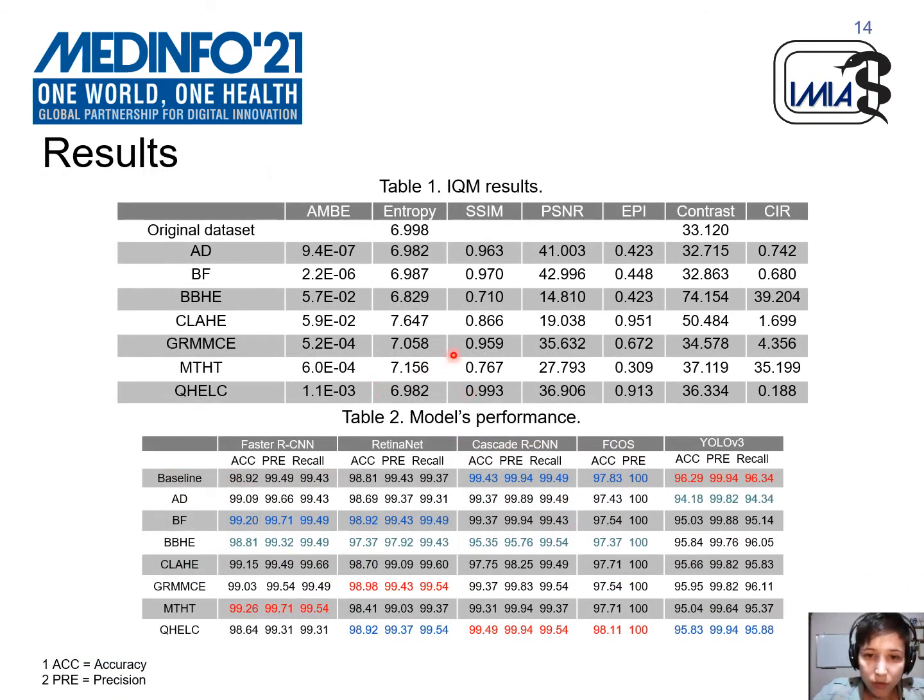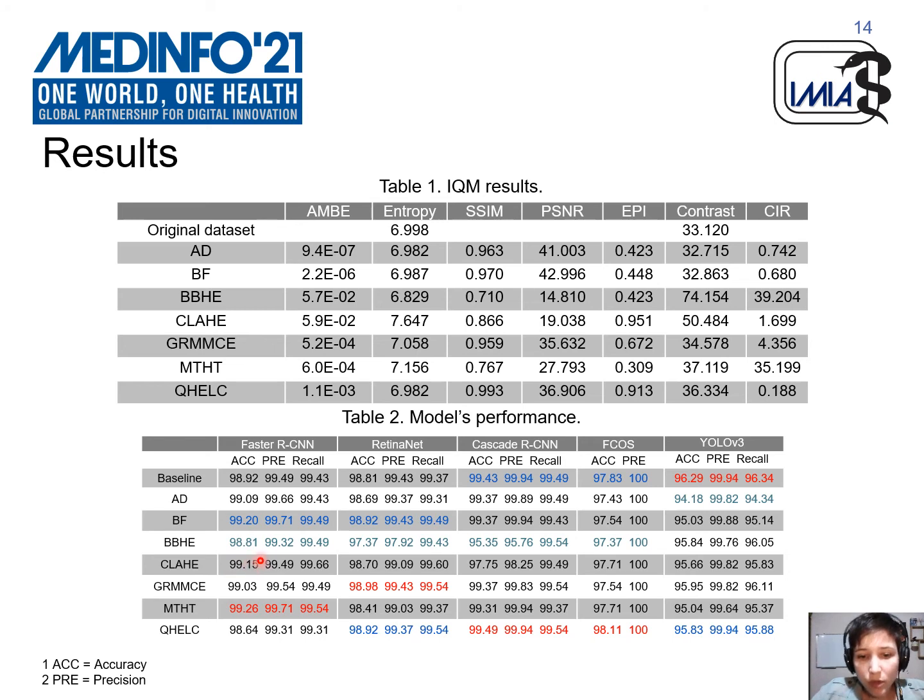And then we have the results. In table 1 we have the IQM results, and in table 2 we have the models' performance. In this table we can see that the QHELC model outperformed the baseline model in 3 out of 5 architectures, and the bilateral filtering performed better than the baseline model in 2 architectures.